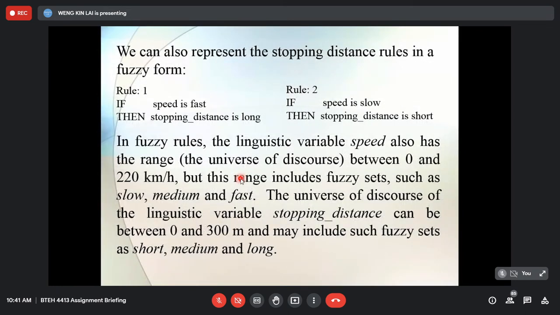We can also represent the same rules, not to say change the rules, the rules themselves, from the classical to the fuzzy form. You can see here the rules are the same. Nothing has changed, right? Same kind of rules, but now the representation is in the fuzzy form. So in the fuzzy rules, the linguistic variable speed also has the same range as before, which is between 0 to 220 kilometers an hour. But this range now includes the fuzzy sets such as slow, medium, and fast. So this is the speed itself. The universe of discourse for the linguistic variable stopping distance can also be changed to short, medium, and long, right? Same as before.